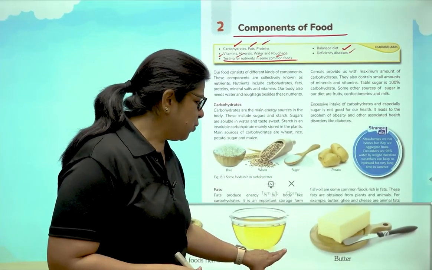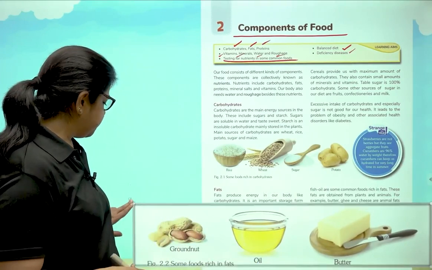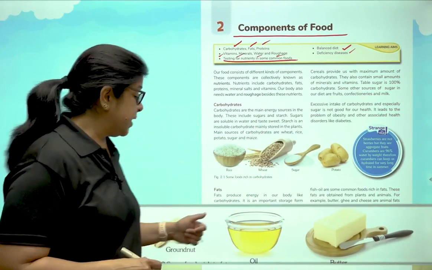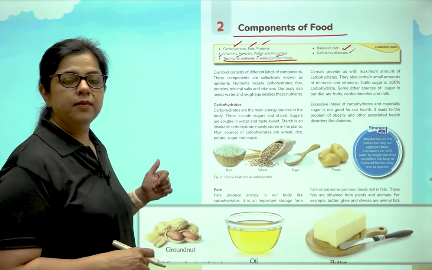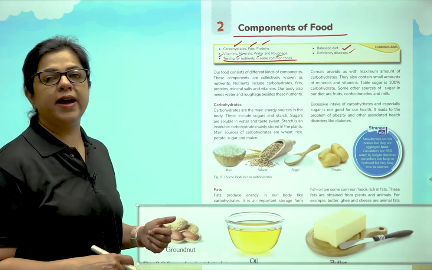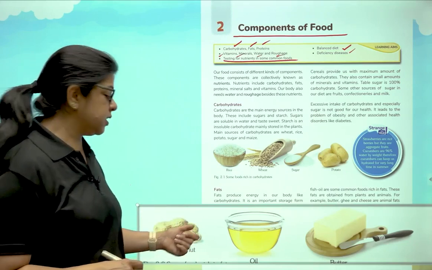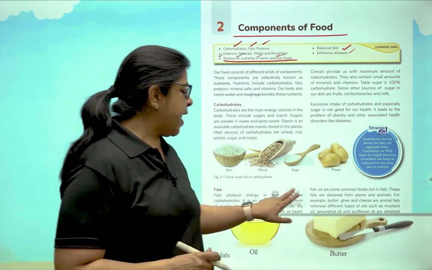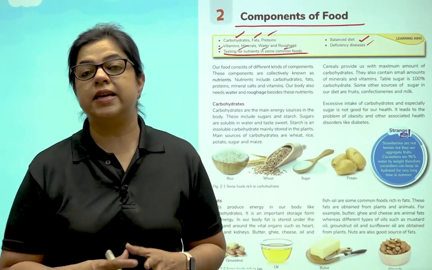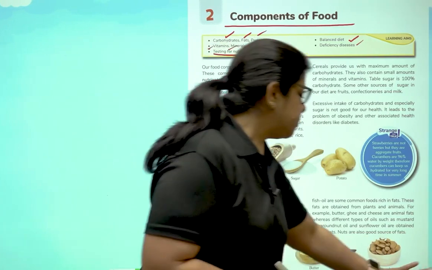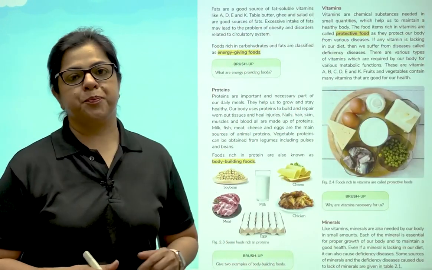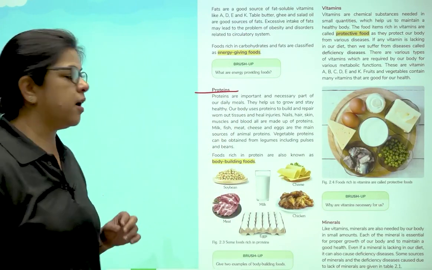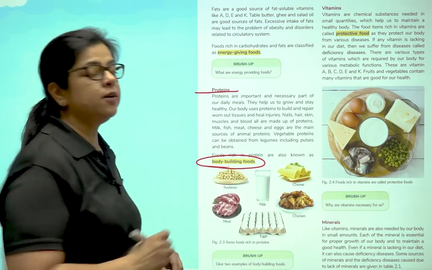Coming next to another source of energy, which gives a little more energy than carbohydrates. These are fats. And where do you find fats? You find fats in nuts like groundnut, in oil and in butter. Children, fats are good to eat in winters. Why? Because they keep our body warm. Coming next to proteins. Proteins are known as bodybuilding foods.